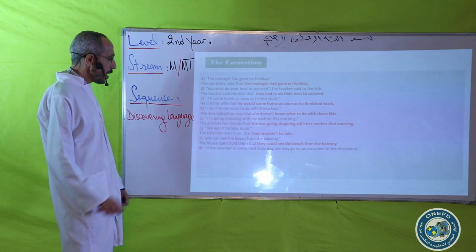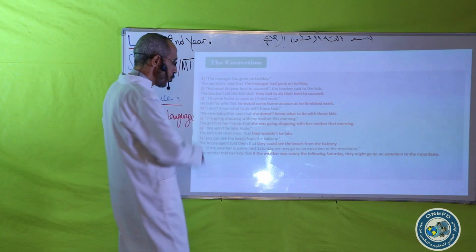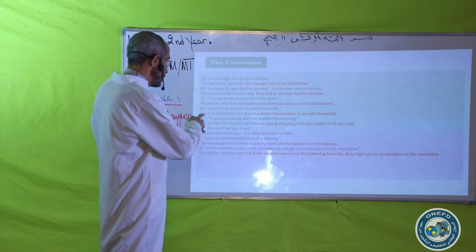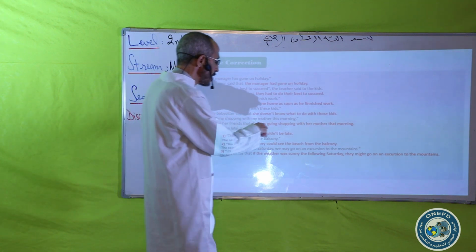Number 8, if the weather is sunny next Saturday, we may go on an excursion to the mountains. The mother told her kids that if the weather was sunny the following Saturday, they might go on an excursion to the mountains. Here, there are many changes. We have is, change it to was. We have next, change it to the following. We have may, change it to might.